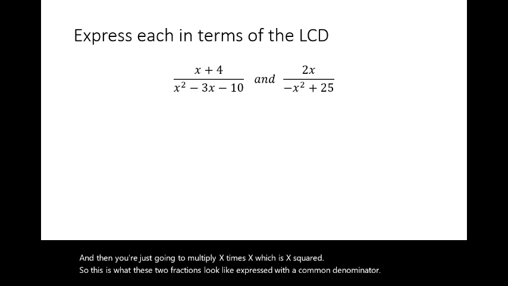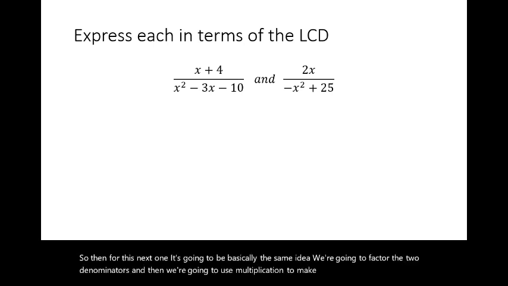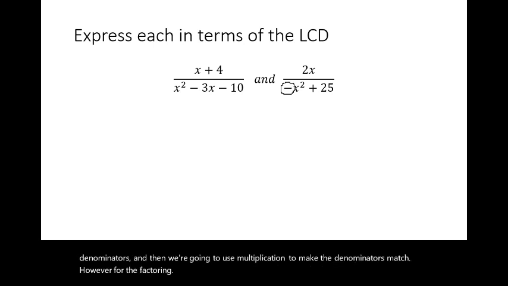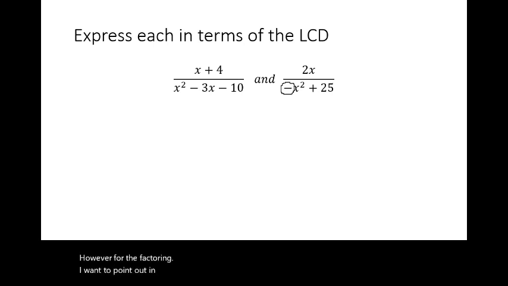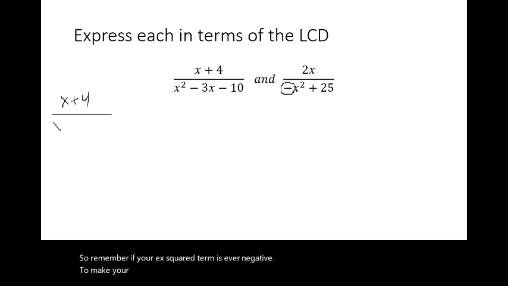So then for this next one, it's going to be basically the same idea. We're going to factor the two denominators, and then we're going to use multiplication to make the denominators match. However, for the factoring, I want to point out in the denominator of the second fraction, the leading coefficient is negative. So remember, if your x squared term is ever negative, to make your factoring easier, factor out a GCF of -1 first. So that's what I'm going to do here.